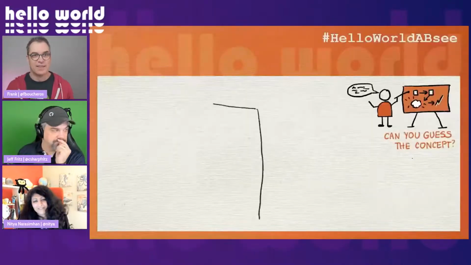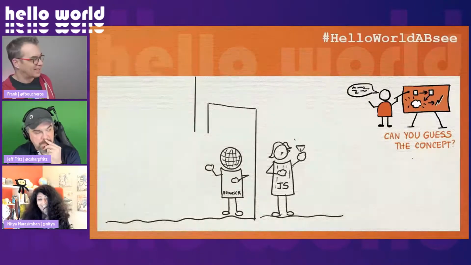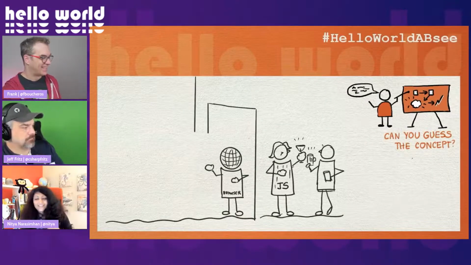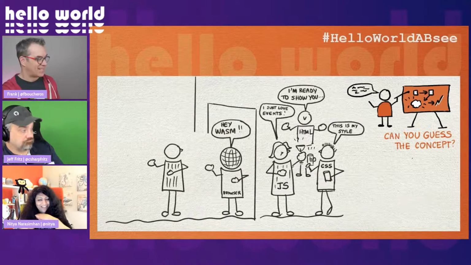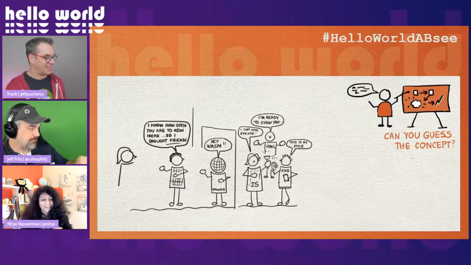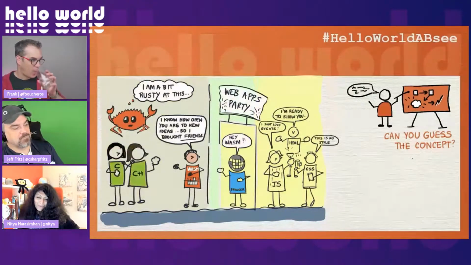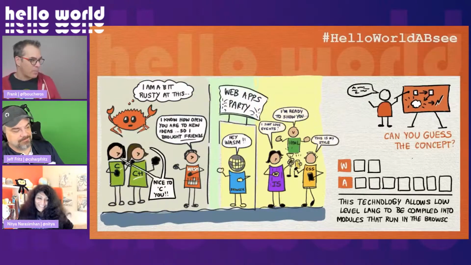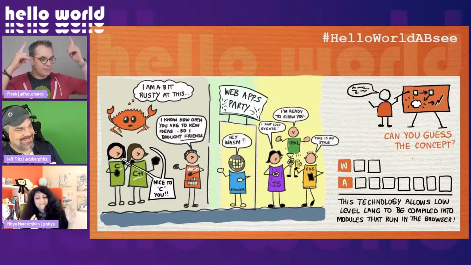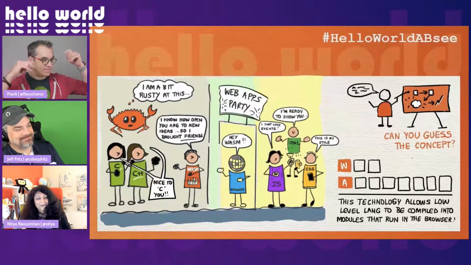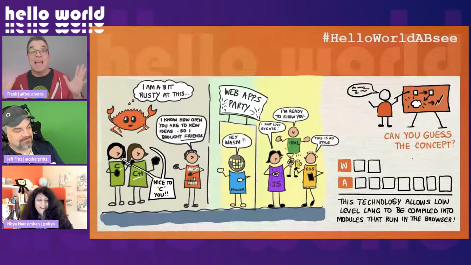This one's an easy one. If you know Blazor, Jeff mentioned what this is, and this powers Blazor. The image shows the browser throwing a party, and you can see the HTML, JavaScript and CSS folks all ready to chill. Then here comes Wasm and says, I know how open you are to new ideas, so I brought friends: C, C++, Rust and C# now. Got it. What technology allows low-level languages to be compiled into modules that run in the browser?